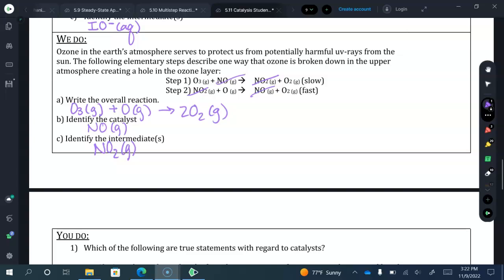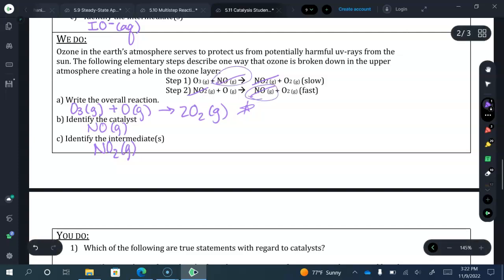Okay, so for this, you should see that this is our overall reaction. Our catalyst is first used and then reproduced, and then our intermediate is produced and used.